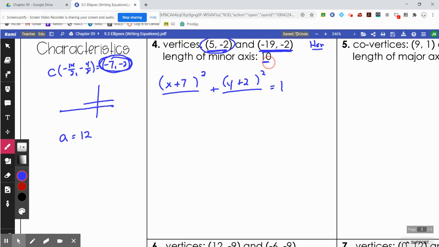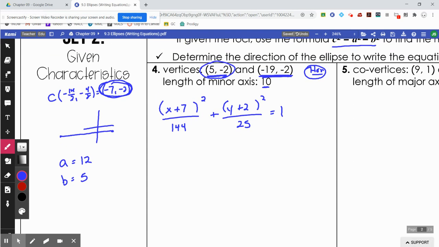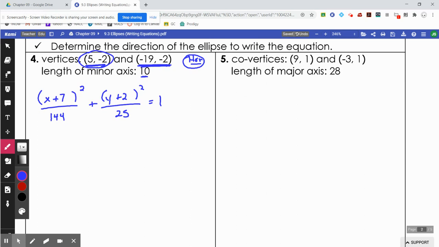The whole minor axis has a length of 10. Your B value is from the middle to the outside, not the length of the whole thing, but the length of half of it. So there's your B value. So since this is a horizontal, your larger number goes under x, so that's going to be x stuff over a squared, and then your y stuff over b squared. So there's your equation.